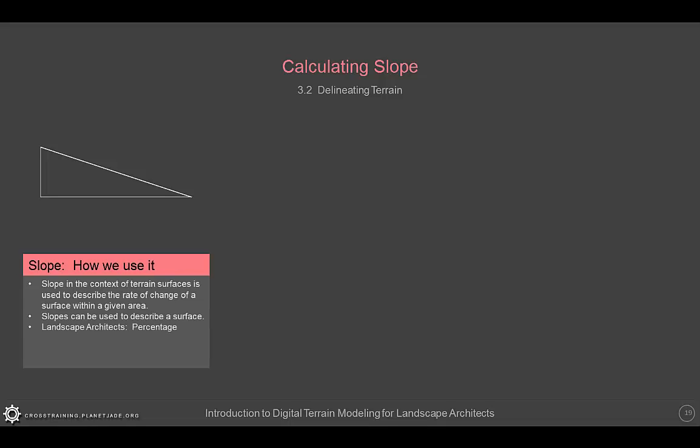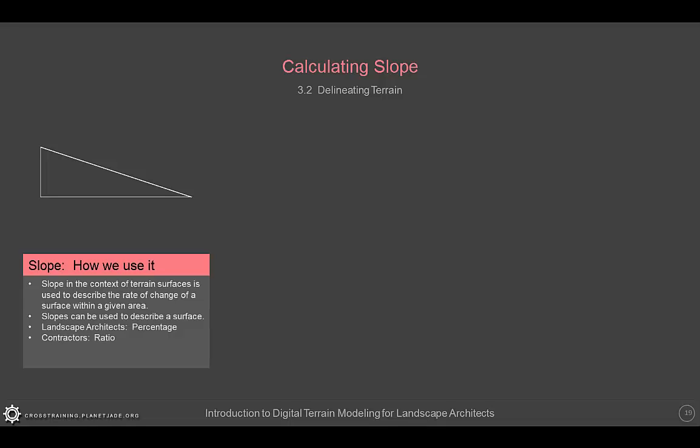So, as far as landscape architects go, when we think about slope, we think about it in terms of rise over run, or rise over run times 100 equals some percent value, as we can see in this example here.